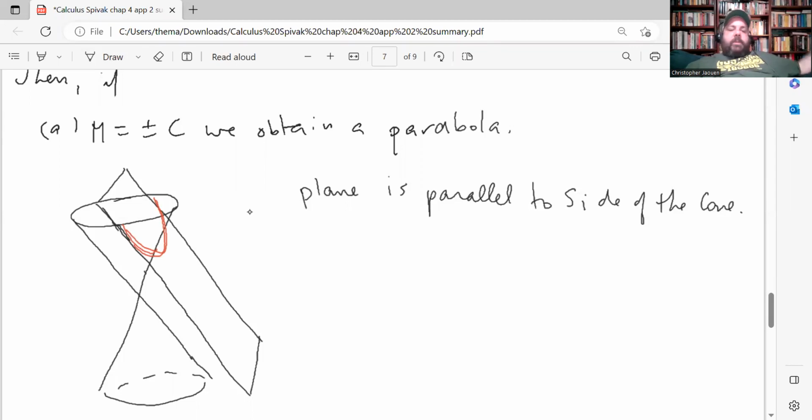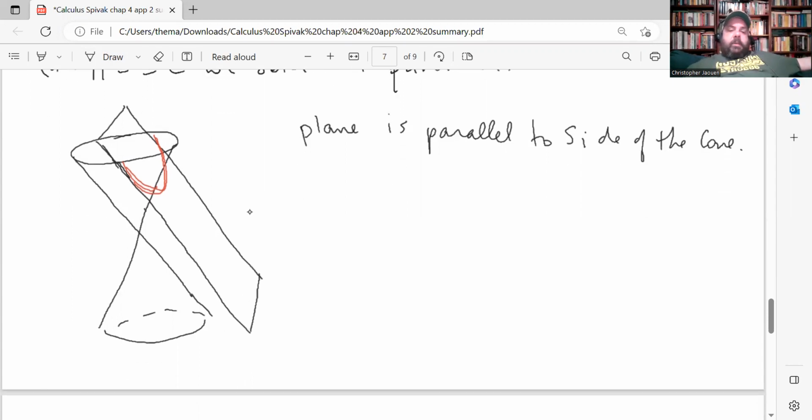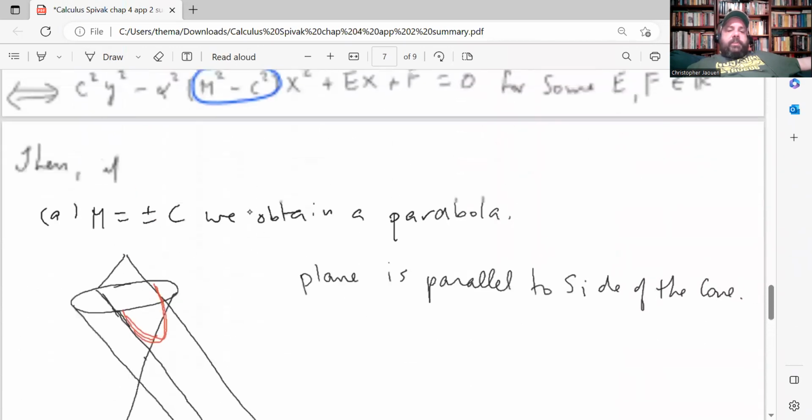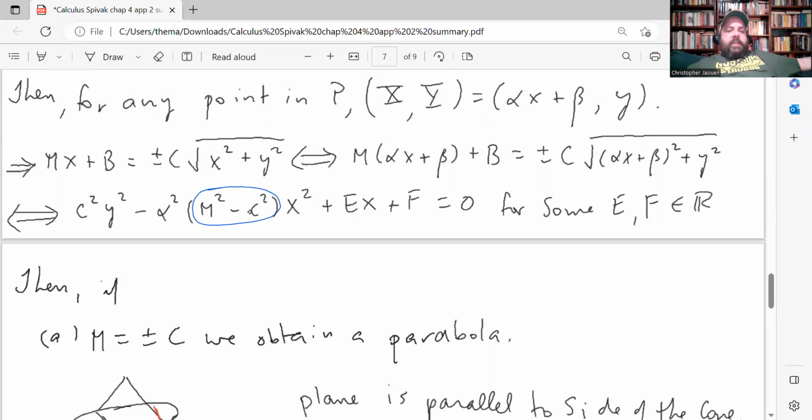All right, so if m is the slope of the line L, excuse me, is parallel to the generating curve for the cone, then you get a parabola as the intersection. Right? Case A, that means that this is 0, right? So you get something that looks like that, which is the equation of a parabola, right? Your quadratic term is y squared, and notice that you have a linear factor of x here. So you get a parabola.